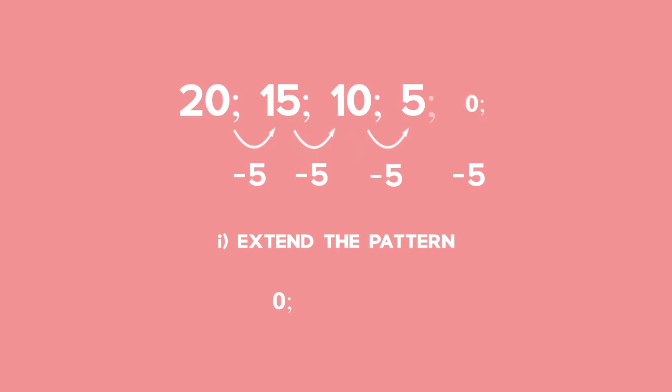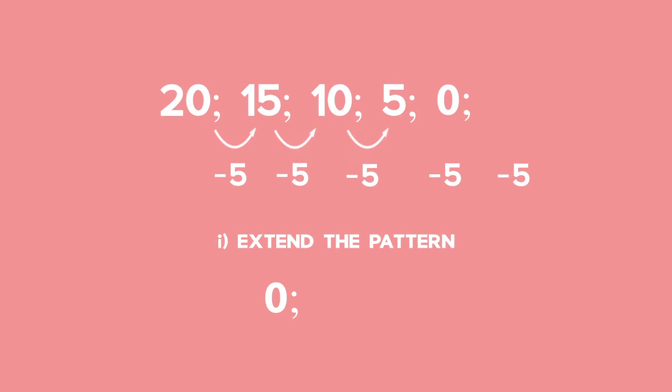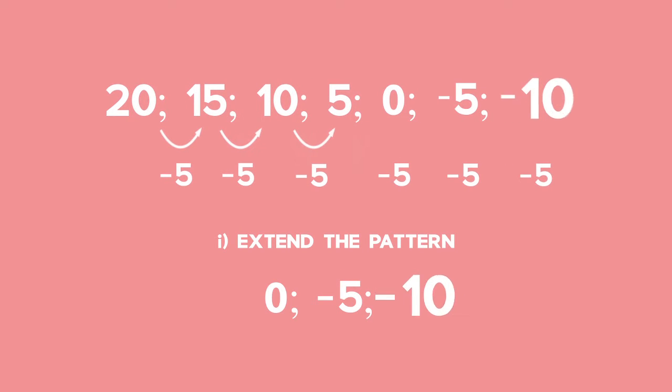We know what follows the term with a value of 5. All we need to do is extend the pattern by subtracting 5 each time. 5 minus 5 will give us 0. Once again, from 0 we subtract 5 to get negative 5, and again subtracting 5 to get negative 10. These are the next 3 terms in this number pattern. We cannot continue subtracting 5 indefinitely. We need a rule that brings it all together.